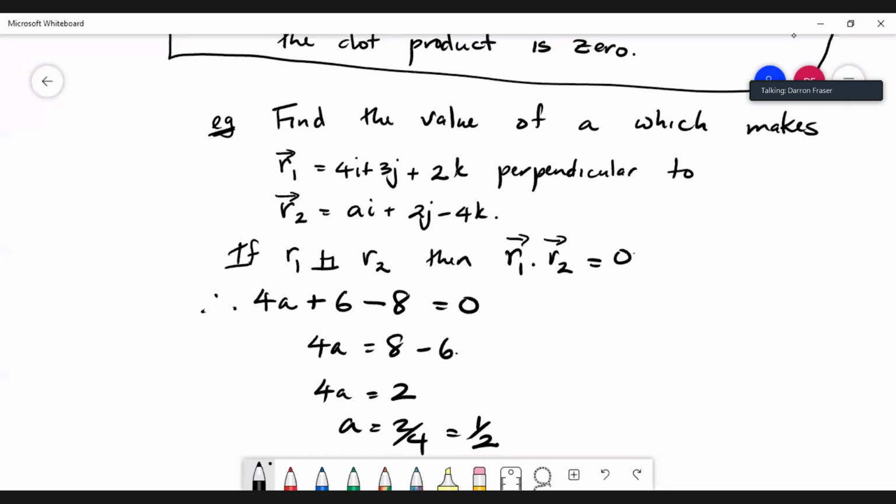Now let's deal with the other consequence of the dot product: if we want to find the angle between two vectors, how do we go about doing that? Well, we utilize the dot product and a bit of the cosine rule.